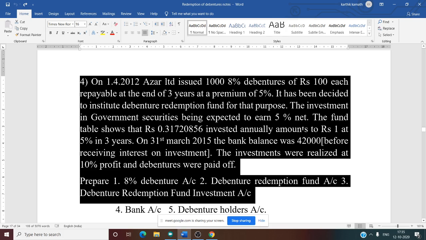Now, 1,000 debentures of 100 each. So what is the value of the debentures? 1,000 into 100, if you do, you will get the value of the debentures. What is the answer? That is the value, 1 lakh rupees.